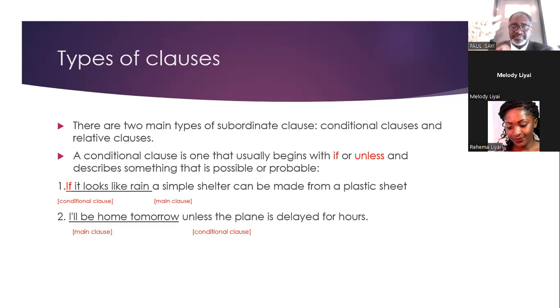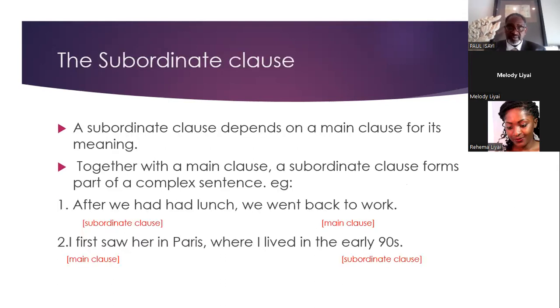Melody, can you read the second one? I'll be home tomorrow unless the plane is delayed for hours. What's the main clause? I'll be home tomorrow. Now, the conditional clause here is unless the plane is delayed for hours. Yes. The main clause is I'll be home tomorrow, because it can stand on its own. But if I say unless the plane is delayed for hours, you'll ask me, so what? Because you don't understand the whole meaning.